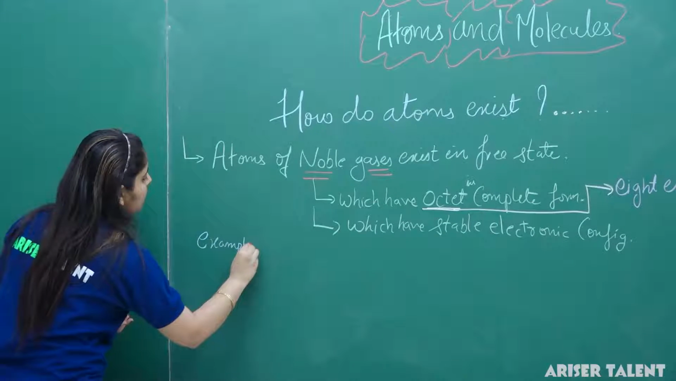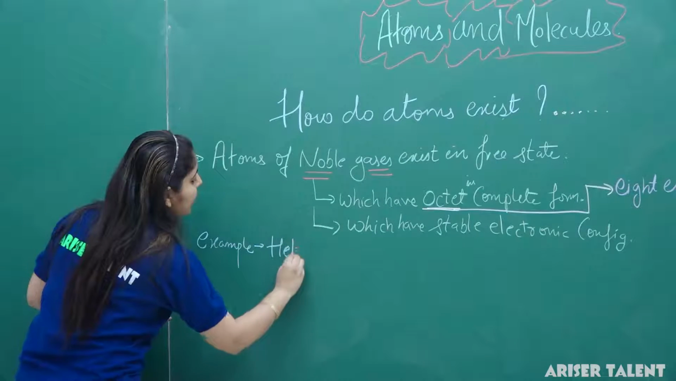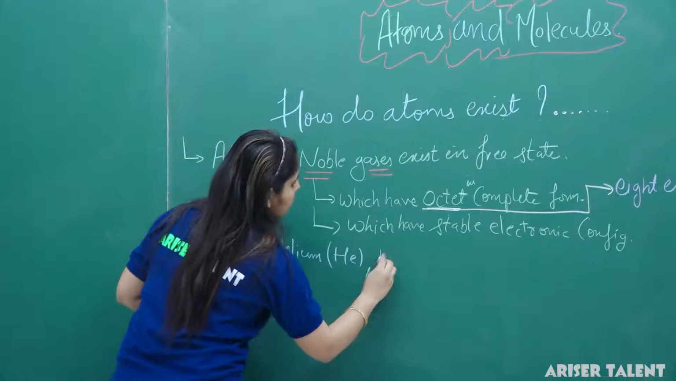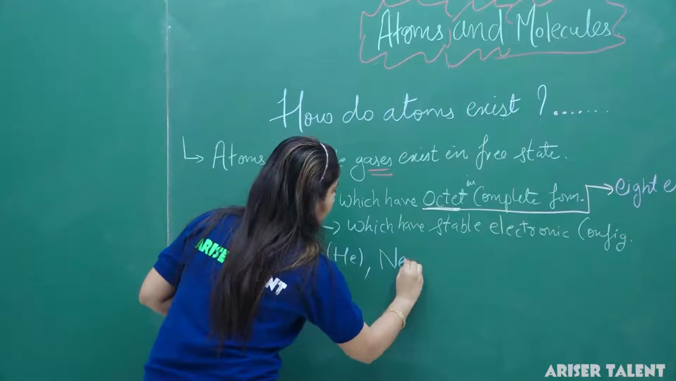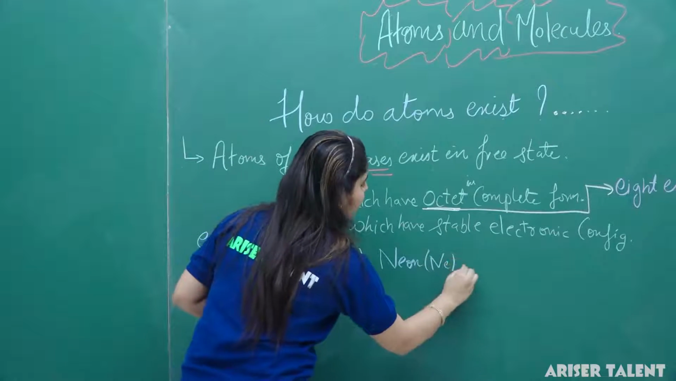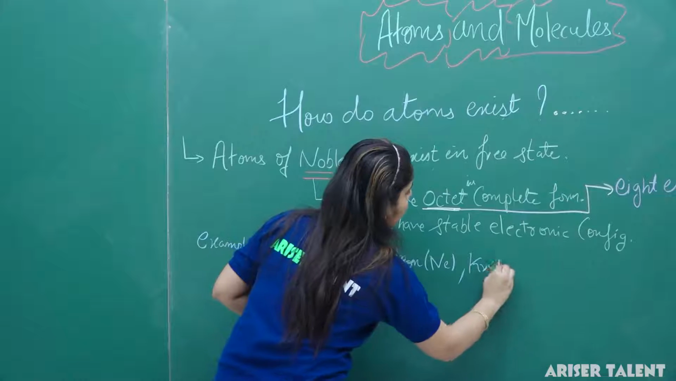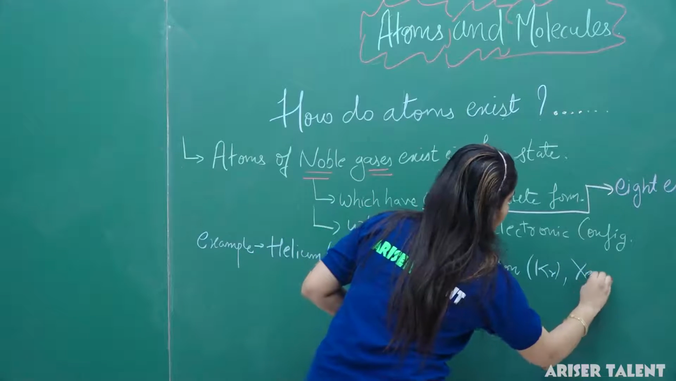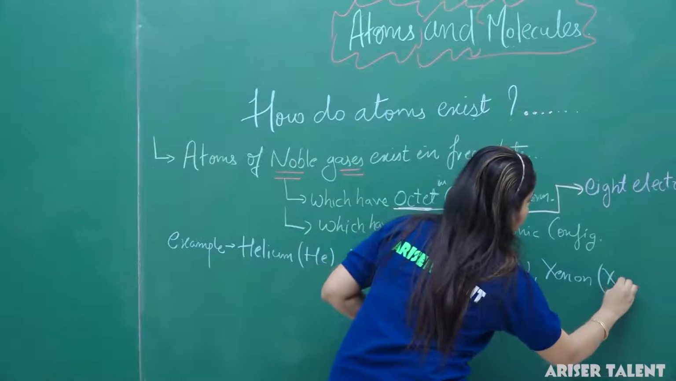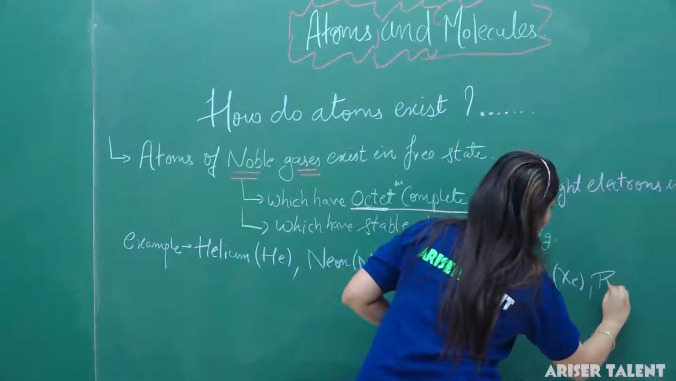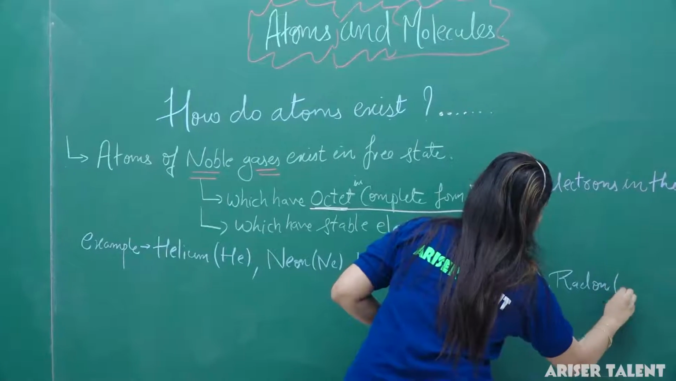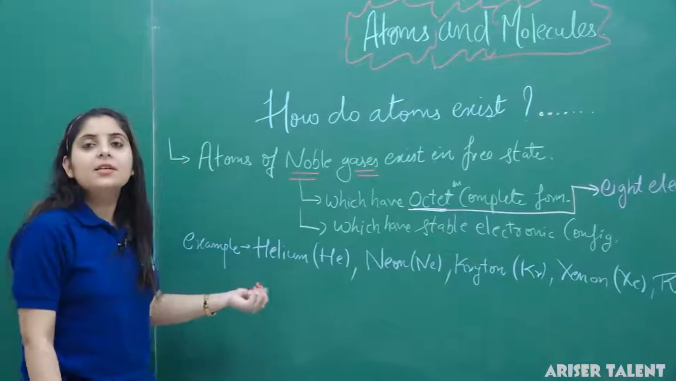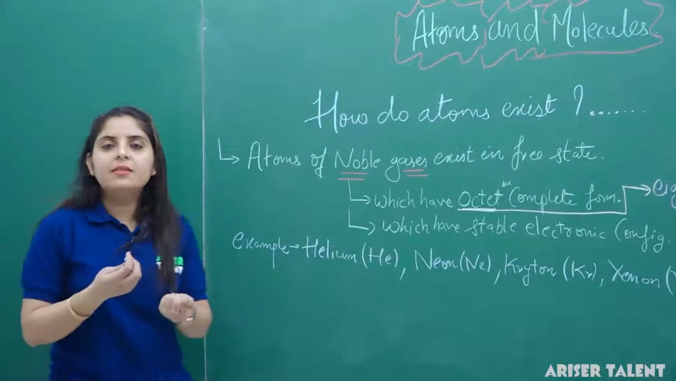In noble gases we have certain examples like helium, its symbol is He. Neon, Ne. Krypton, Kr. Xenon, radon. So here are some of the noble gases. It means they can exist in the free state in nature.